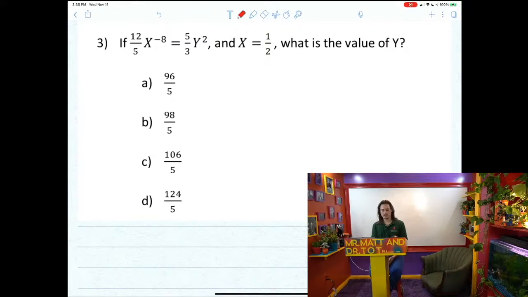So same type of process. First substitute in the given value that they provide for x, then use the rules of exponents to simplify, or algebra, to simplify for y. Get y by itself. I'll give you 3 minutes and then I'll give you the answer.